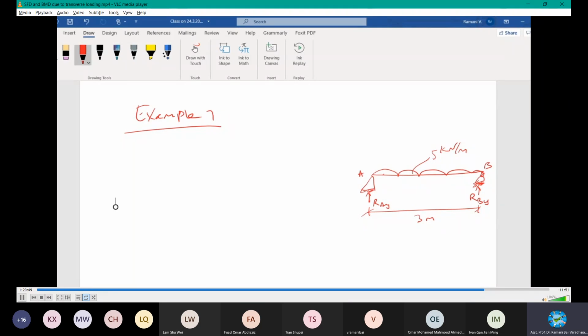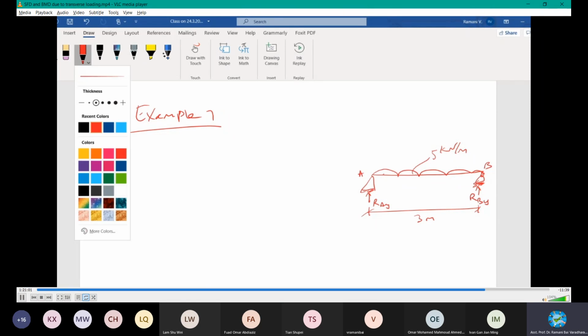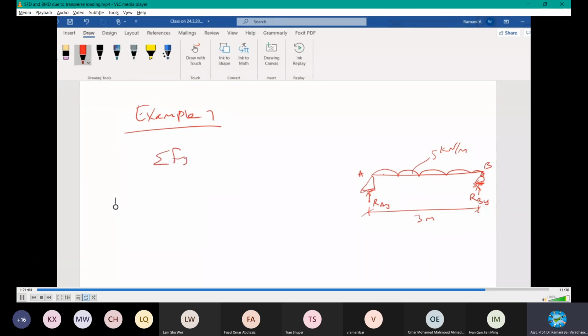First, we apply the equilibrium equations to solve our unknowns. Sigma Fx no need because there are no horizontal forces acting. I can use only sigma Fy equal to 0, which is the summation of all forces in the y direction needs to be equal to 0. Start from A to B. A is upward, I take it as positive, RAY.